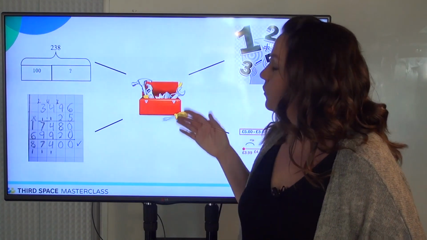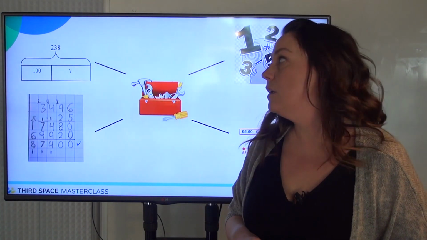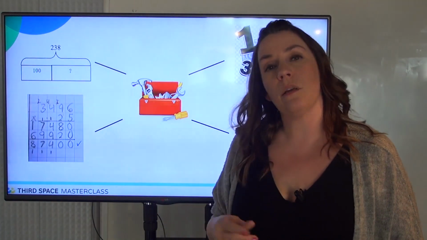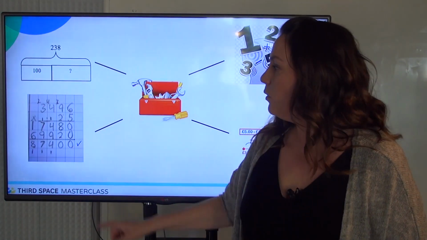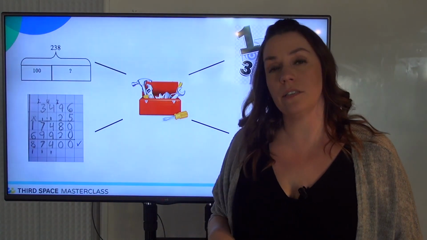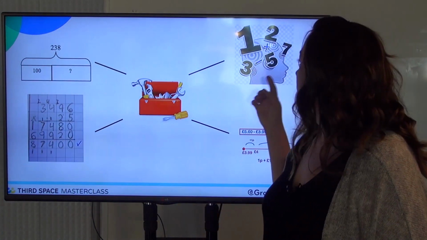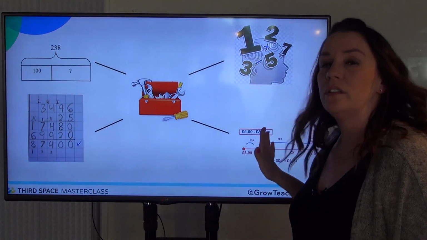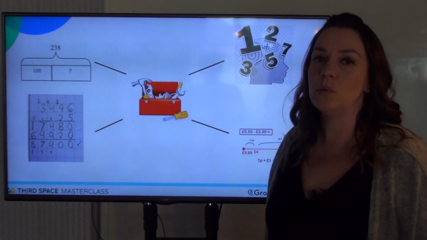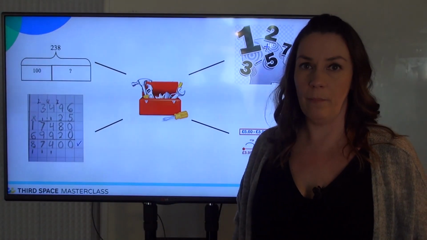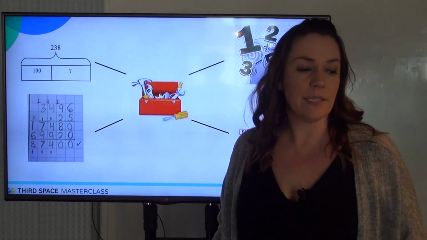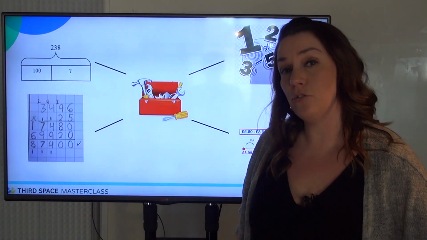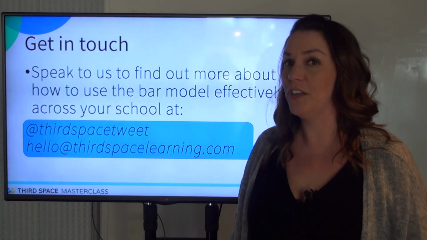But make sure you give them a toolkit of things they can use. So they've got the bar model here as something that they can draw on. We've got formal calculations that they can use, mental strategies, and of course the number line is still a very, very important tool that pupils need to be able to draw on. So there you go, that's how to use bar models and to introduce them into Year 6. It's definitely not too late.